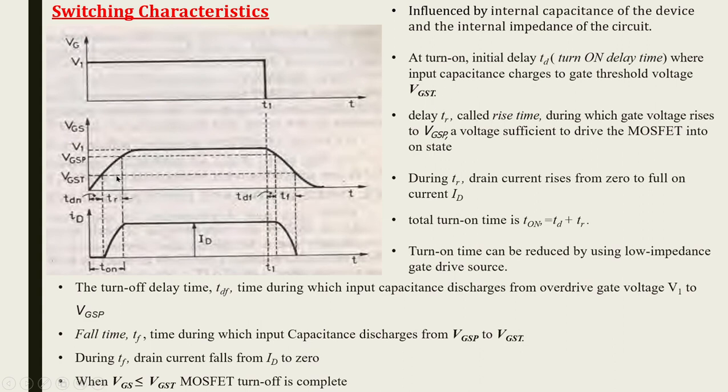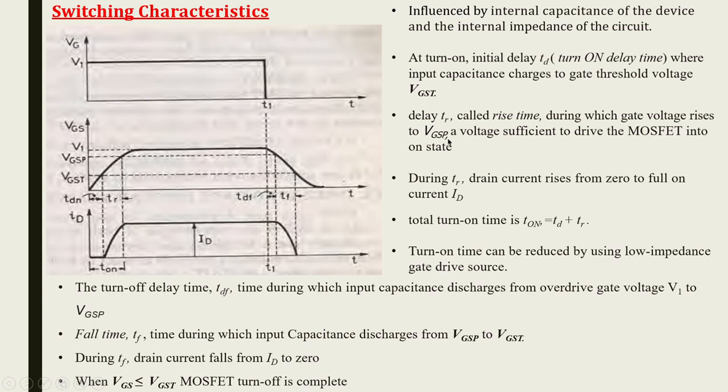And also another time is the TR. TR is called the rise time, during which gate voltage rises from VGST to VGSP, a voltage sufficient to drive the MOSFET into on state. At that time you can see the current is increasing and it is reaching ID. When this VGSP is reached, the current starts from 0 and increases till ID.